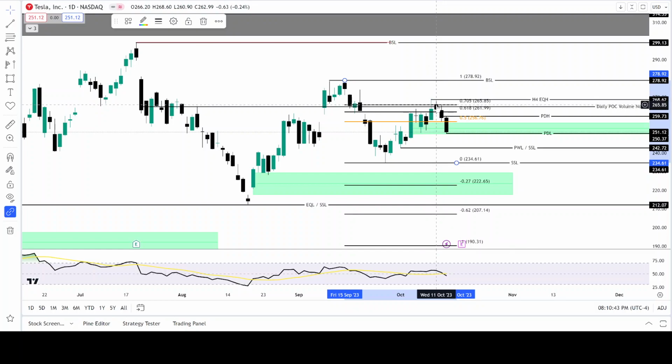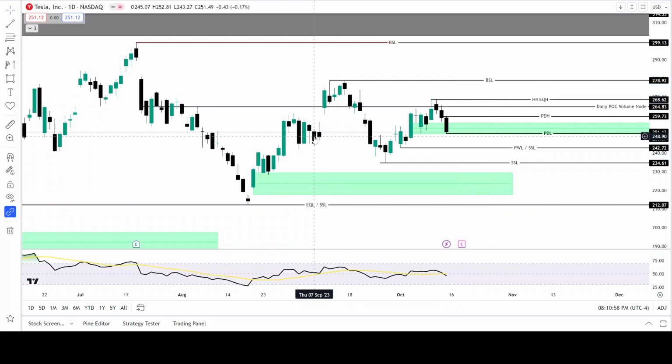This candle closed right at that Fibonacci level, and we'd be looking for price to come back down and test this low and potentially come back down to our extension levels all the way down to 190.31. Go ahead and take that off, but our bias is bearish at this point.